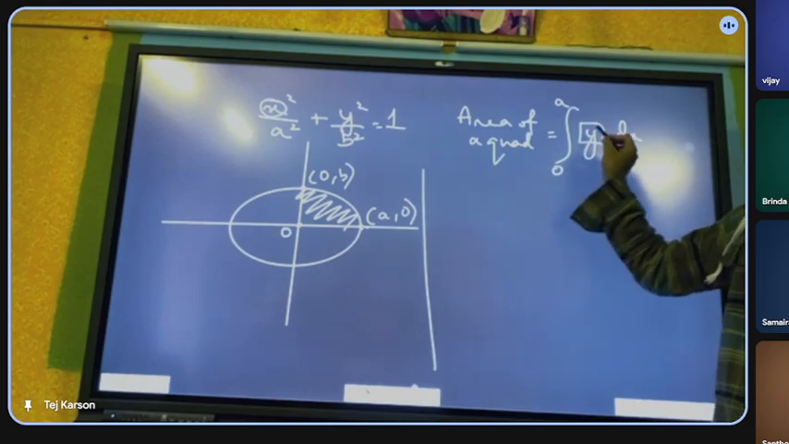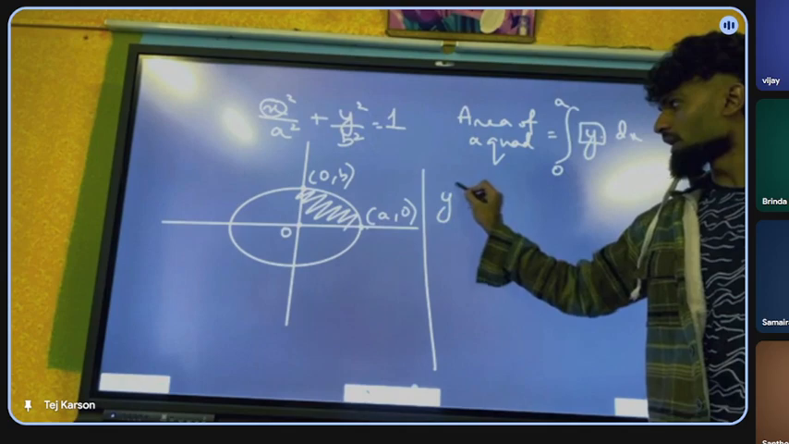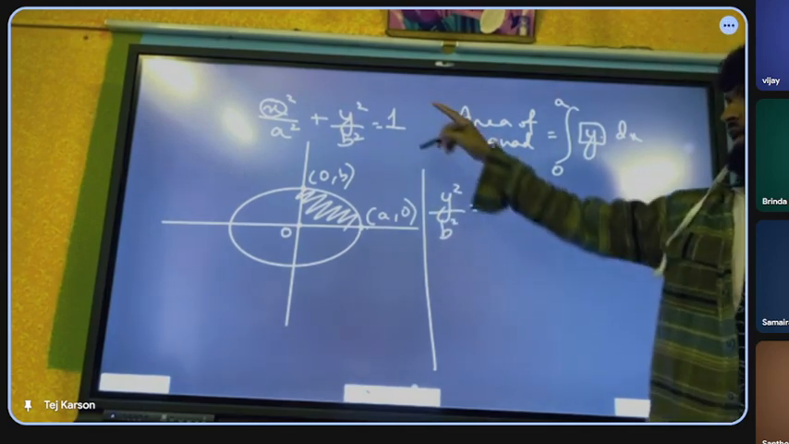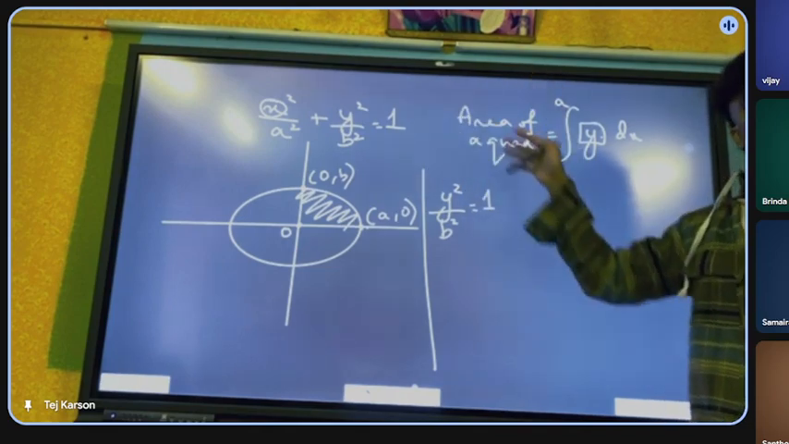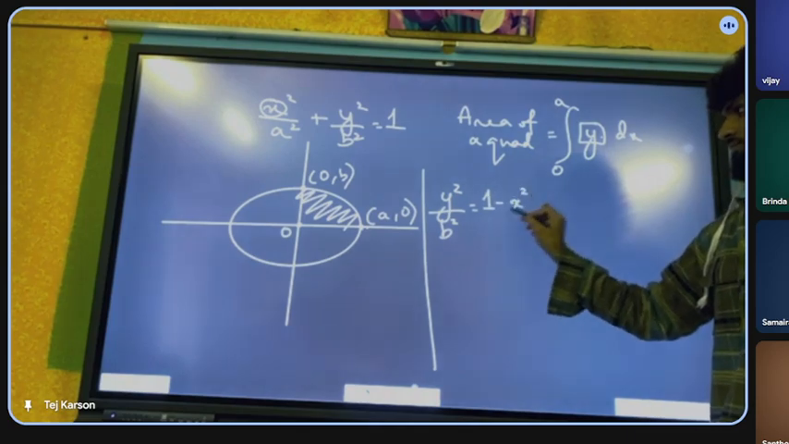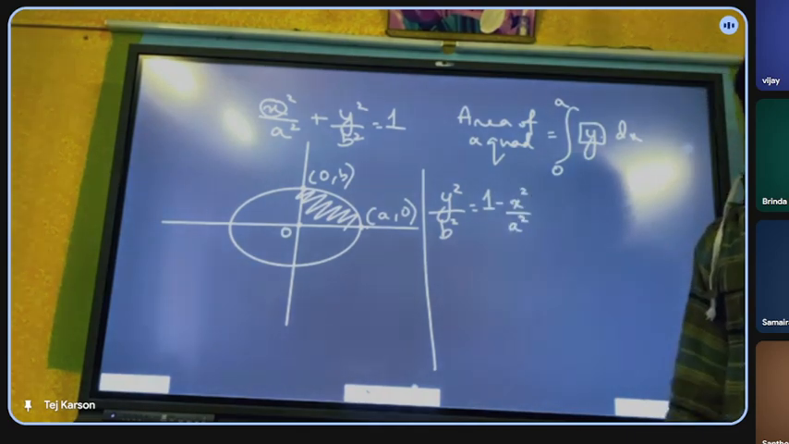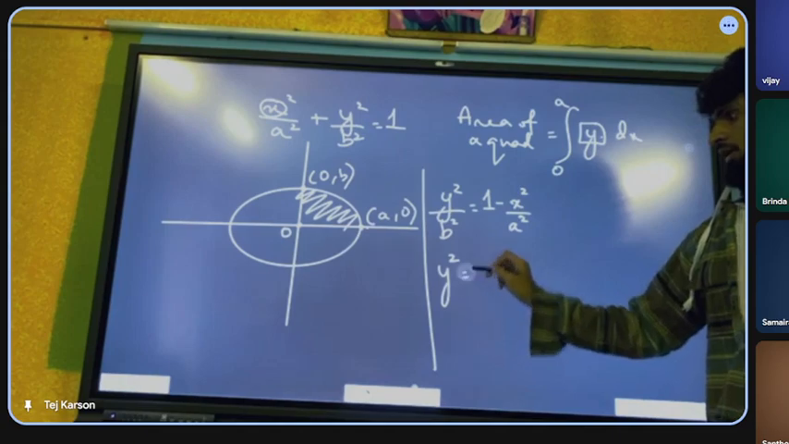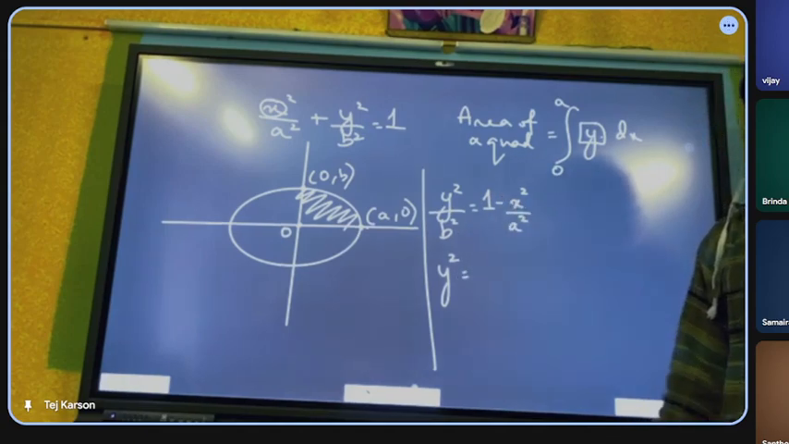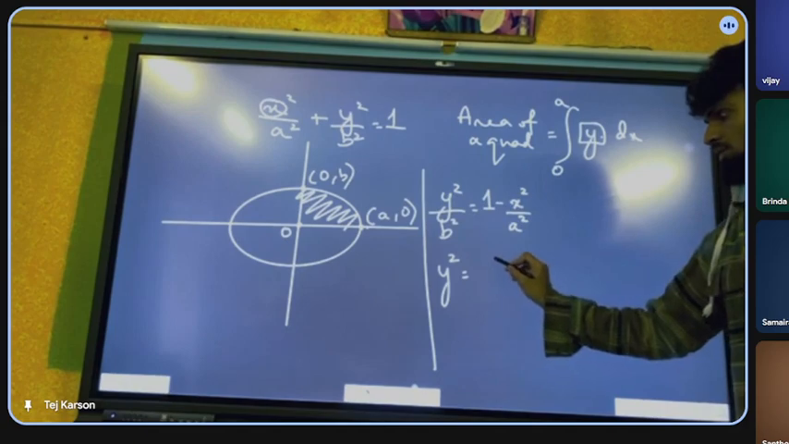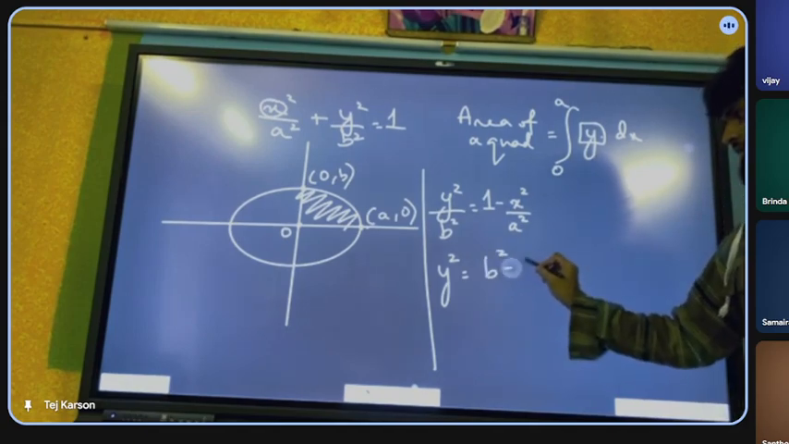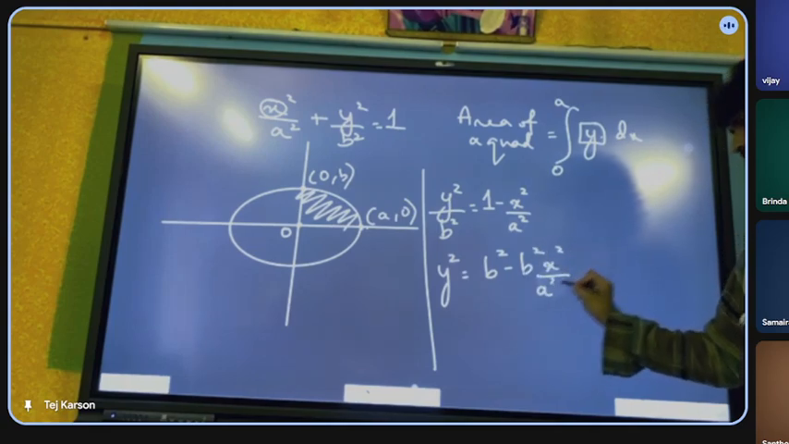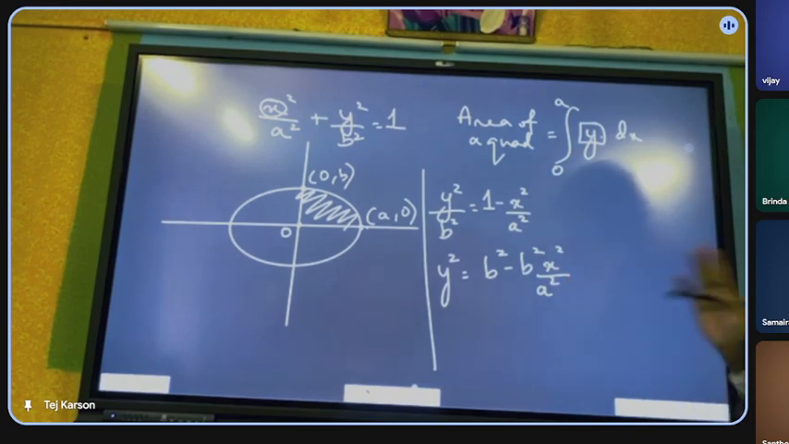How do we find the answer for y now? Keep the y square by b square as it is. Right hand side, 1 was there as it is. The x square by a square goes to the right hand side. I only want the y square to be there. The b square belongs to both the parts. So b square into 1 becomes b square minus b square x square by a square. At this point of time, it looks complicated, I know.